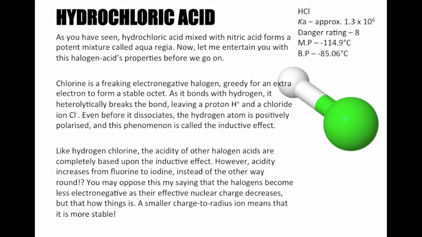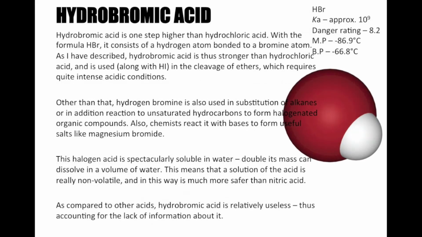Chlorine is an electronegative halogen, really wanting the extra electron to form a stable octet. As a bond of hydrogen, it sometimes heterolytically breaks the bond, leaving a proton and a chloride ion. Even before it dissociates, the hydrogen atom is positively polarized, and this phenomenon is called the inductive effect. Like hydrogen chloride, the acidity of other halogen acids is completely based upon the inductive effect. Hydrobromic acid is one step higher than hydrochloric acid.